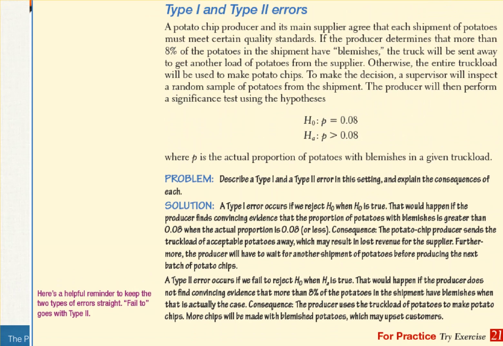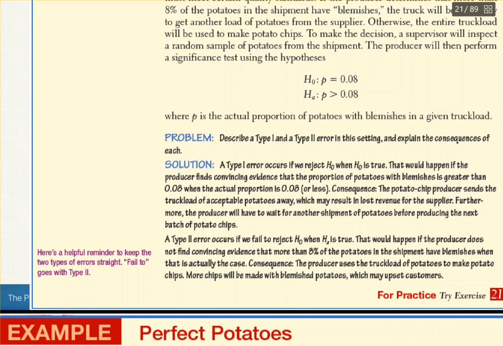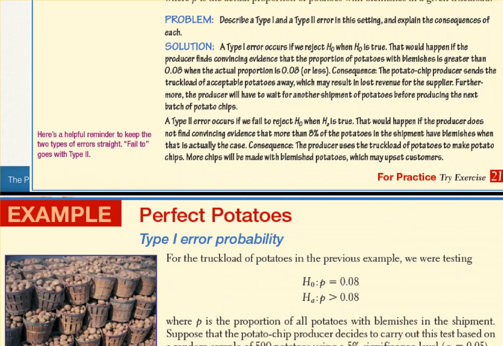A nice thing is that "fail to" goes with type 2. That's a nice way to keep them straight. So if you fail to reject, that means it's a type 2 error. If you fail to reject when you should reject, that's when that happens. You can read through this, and those are the two types of errors.